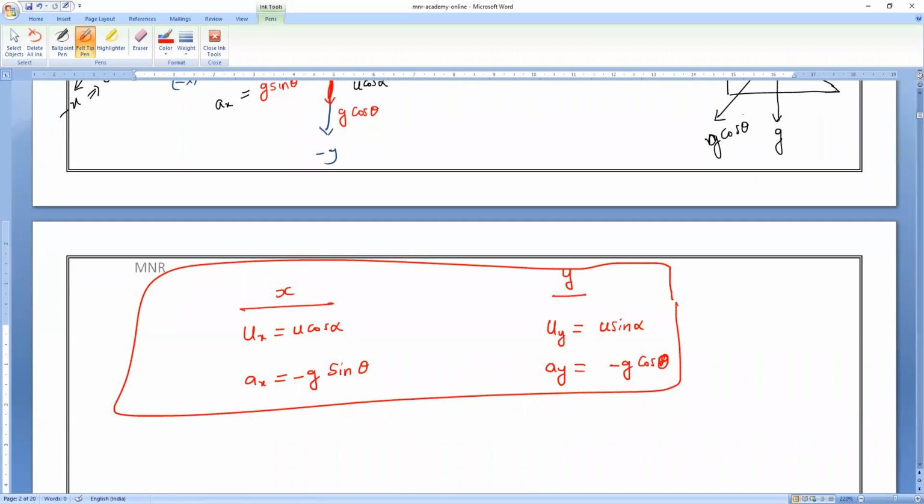What is the difference between ground to ground and an inclined surface? In ground to ground, or height to ground, the acceleration in the x-axis is always 0. But here, as it is an inclined surface, the acceleration in the x-axis is not 0. That's all you have to remember. Okay? Understood?